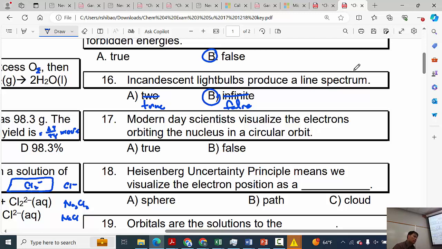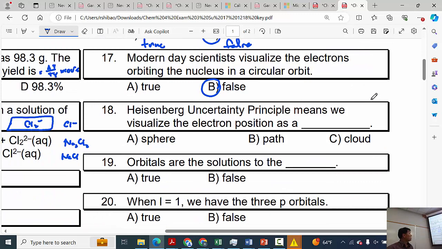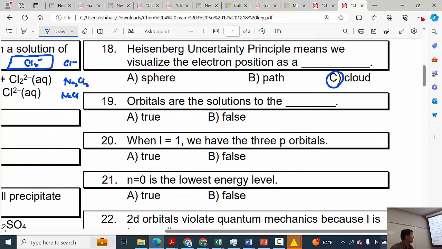The work didn't make it up to chapter 13, right? 17. Modern day scientists visualize electrons orbiting the nucleus in a circular orbit. It's false. 18. Heisenberg uncertainty principle means we visualize the electron position as a cloud. 19. Orbitals are the solution to the Schrodinger equation. So this is wrong.